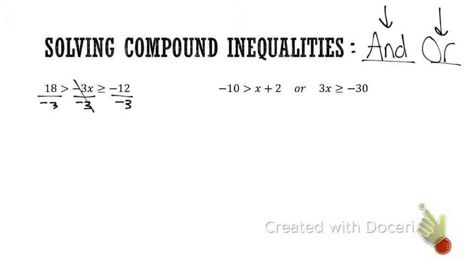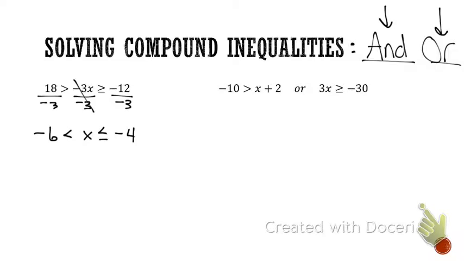So negative 3 cancels out in the middle, which is great. This is negative 6, negative 4, and then I have my x. But because I had to divide by a negative, okay, that means I have to reverse my inequalities. So I'm going to switch my inequality symbols. It was greater than, and now it's going to be less than. It was greater than, now it's going to be less than or equal to.